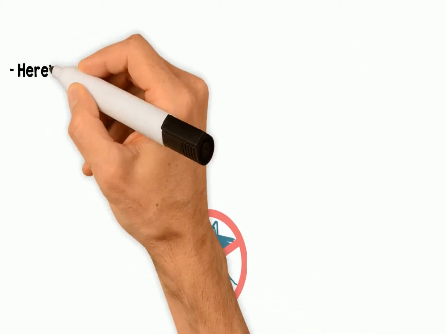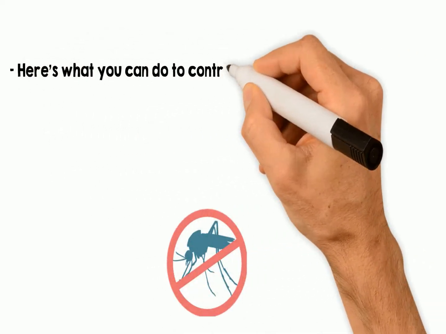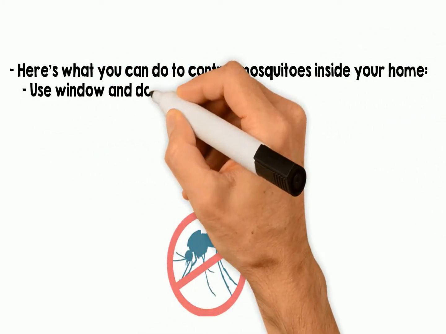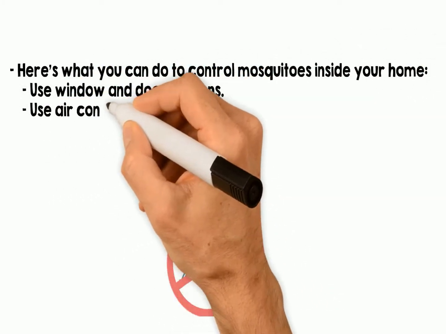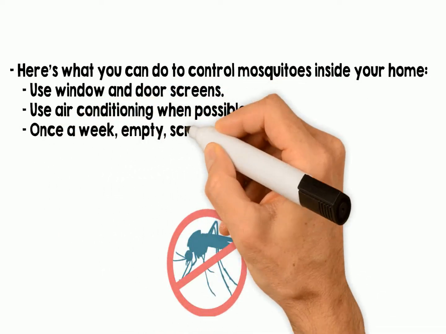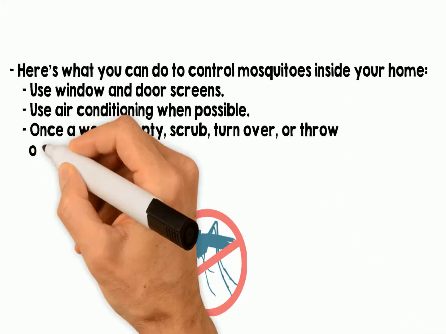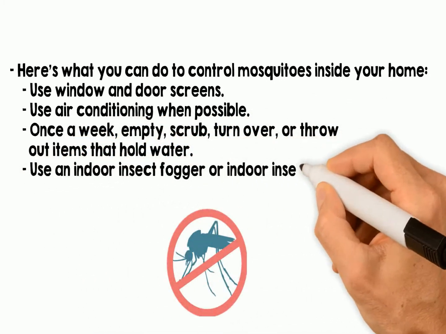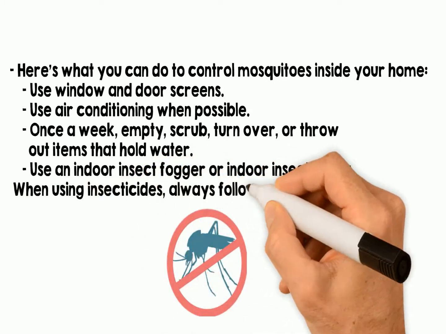Here's what you can do to control mosquitoes inside your home. Use window and door screens. Use air conditioning when possible. Once a week, empty, scrub, turn over, or throw out items that hold water. Use an indoor insect fogger or indoor insect spray. When using insecticides, always follow label directions.